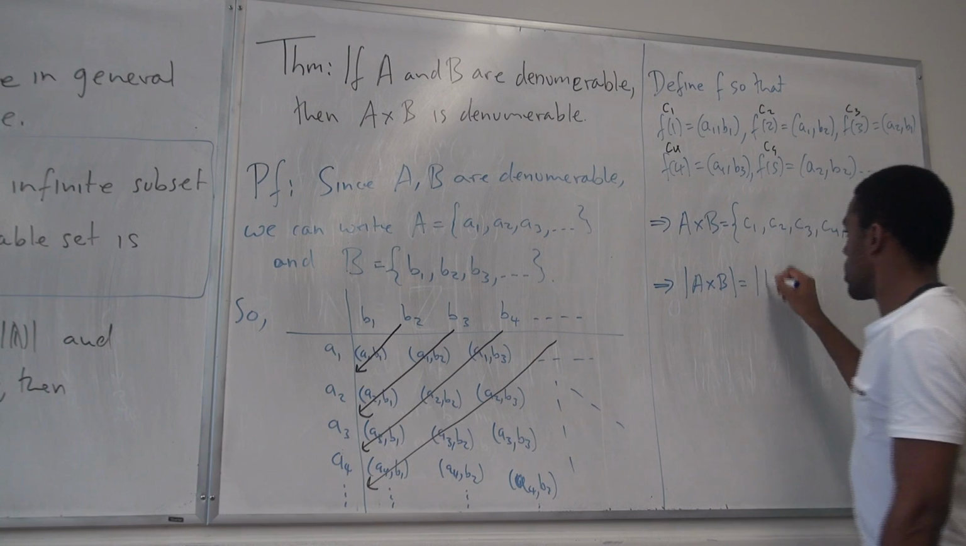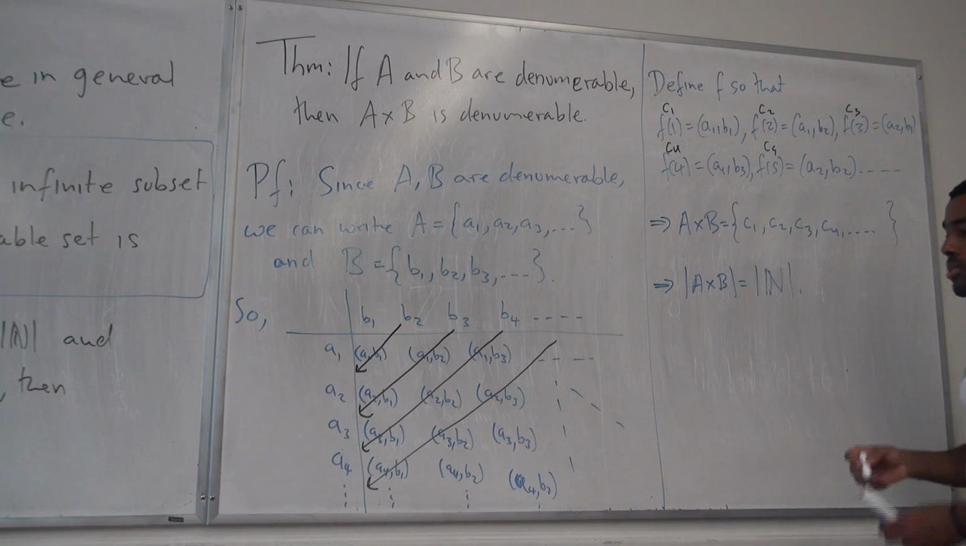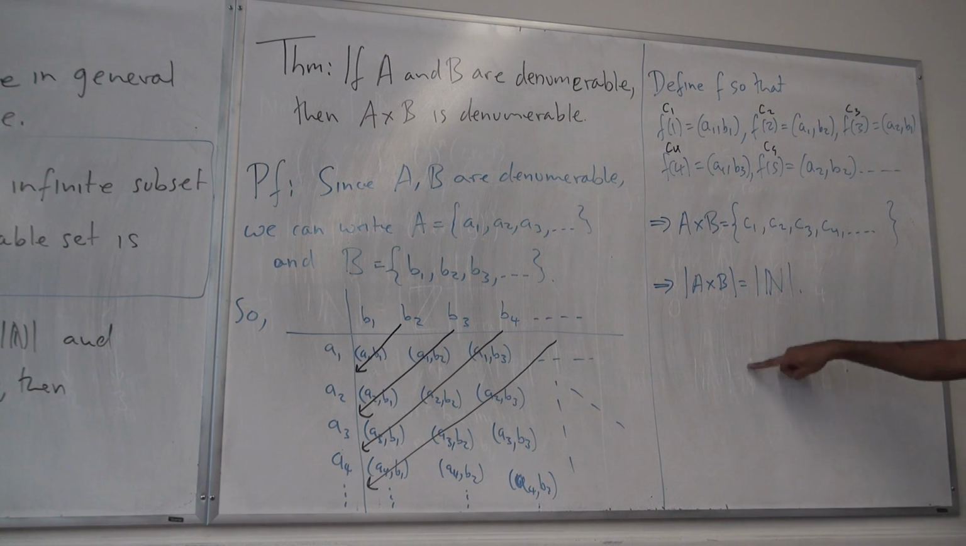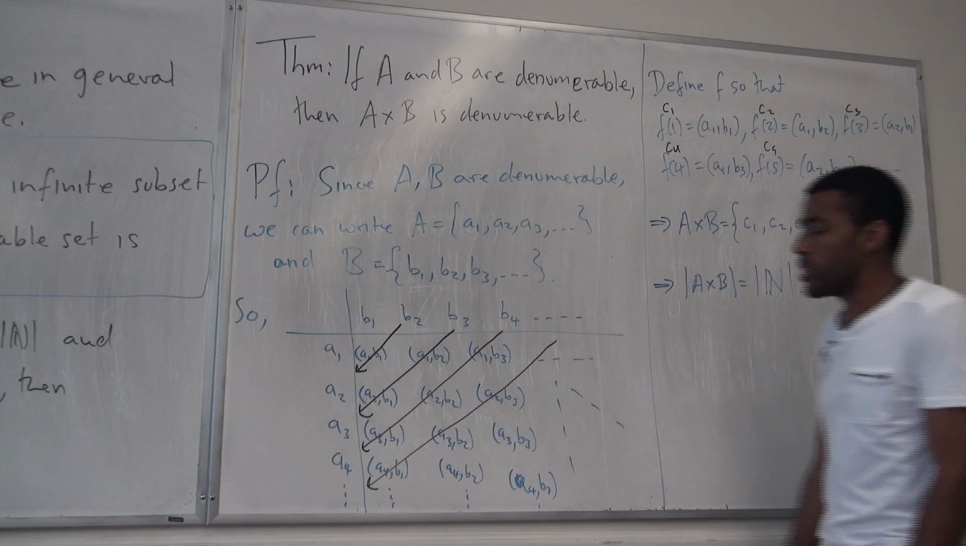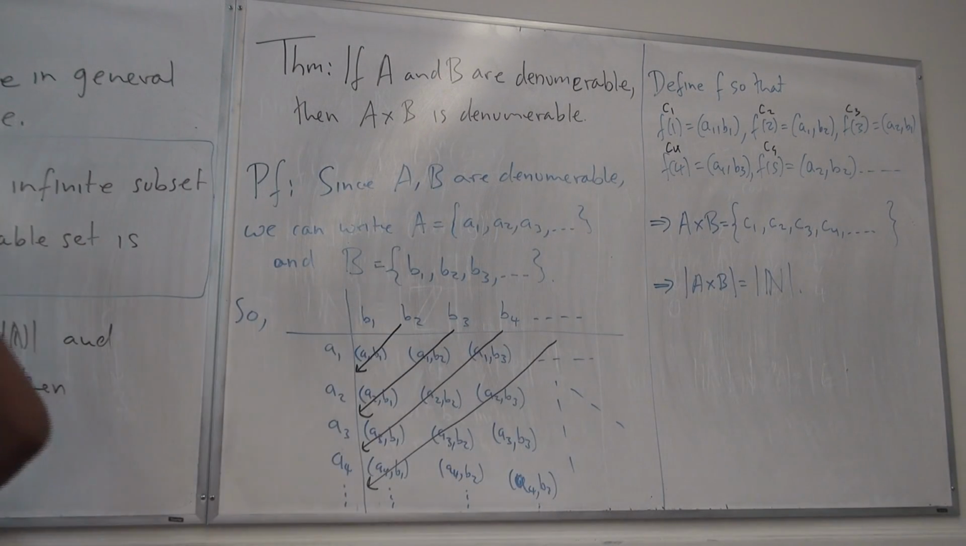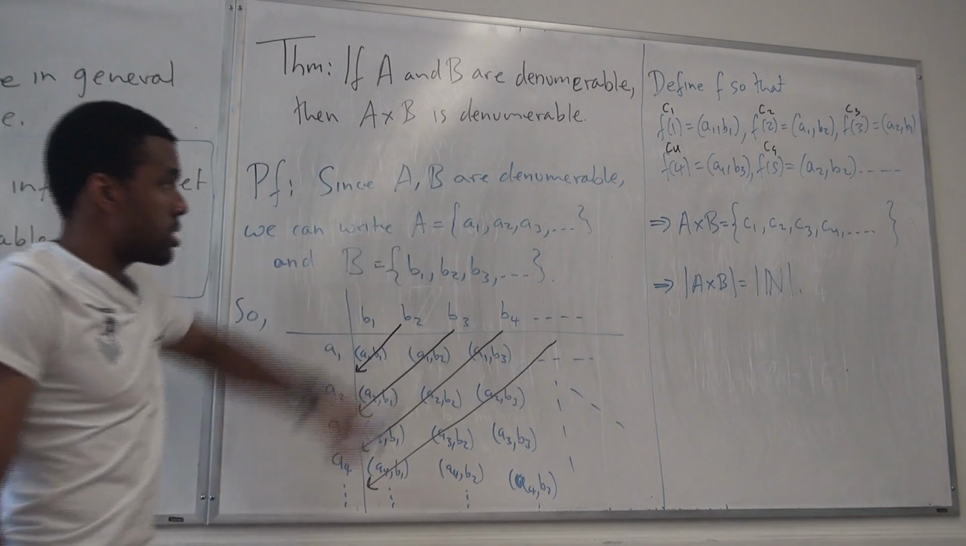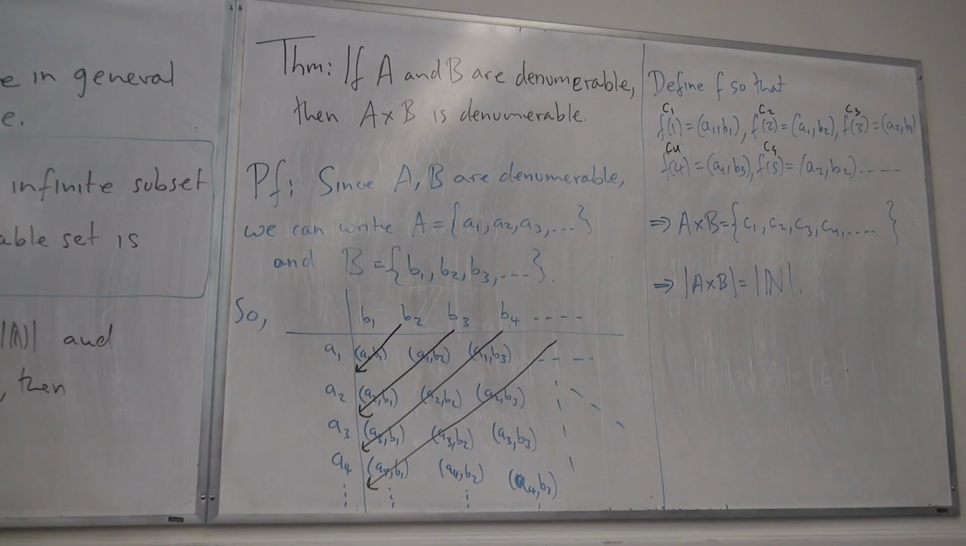This means the size of A cross B is actually the same as the size of integers. I can actually map 1 to C1, 2 to C2, 3 to C3, 4 to C4, and that will be a bijective function. So if I have two sets whose sizes are the same as the natural numbers, then their Cartesian product will be the same size as the natural numbers. The size of their Cartesian product.